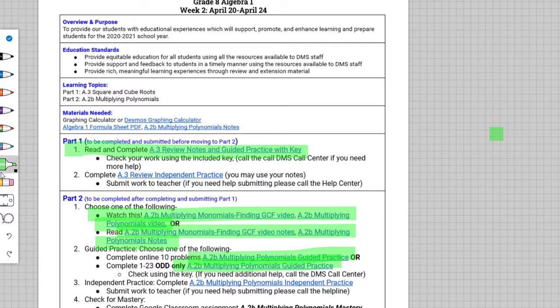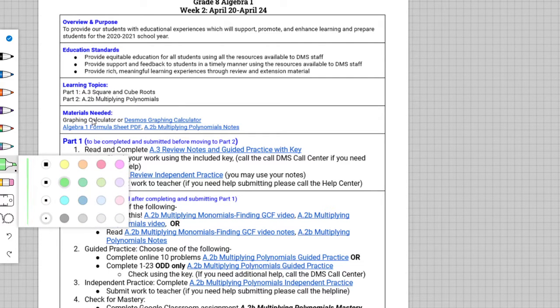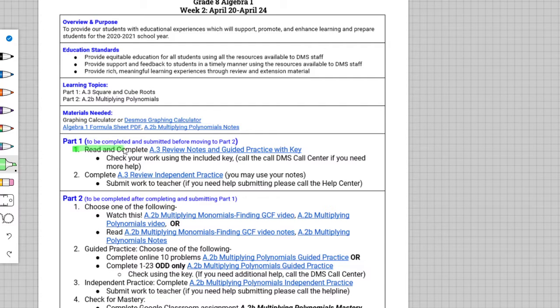These are just to help you make sure you're understanding the material and that you are good to go. I'm going to re-highlight that because I do not like how much was covered, so I'm going to do that one more time. Part 1, the first one: choose one of the following, so either watch the videos or read. And then in guided practice, it's also choose one of the following, so you can either do the 10 problems here or the 1 through 23 odd only there. There is a key with the second one, so you could check your answers very quickly there.